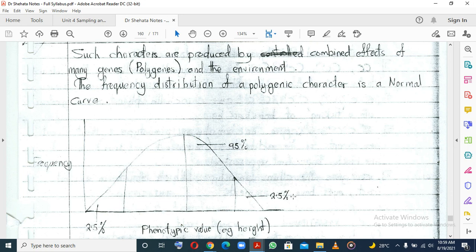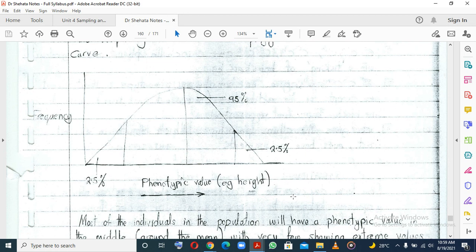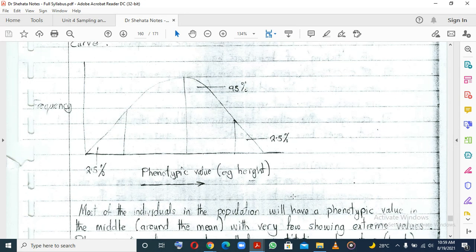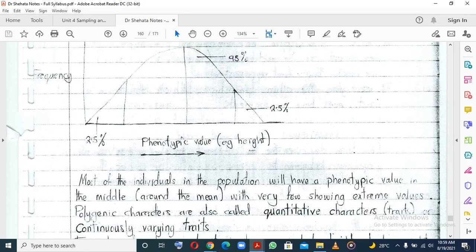Then the other thing about such characters, by characters I mean these traits of continuous variation, is that they are produced by the combined effects of many genes, polygenes, and the environment. Okay? And like I was talking about the frequency distribution, these are the things that we've been looking at. You see those graphs. So how does the environment come in? We're looking at that graph. That's looking at height.